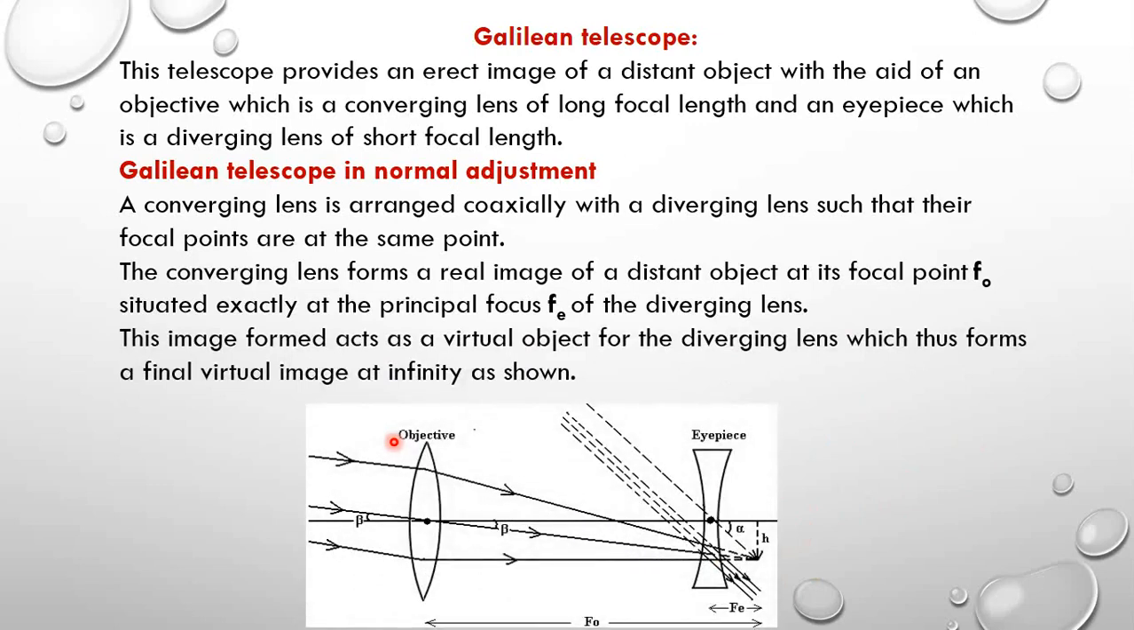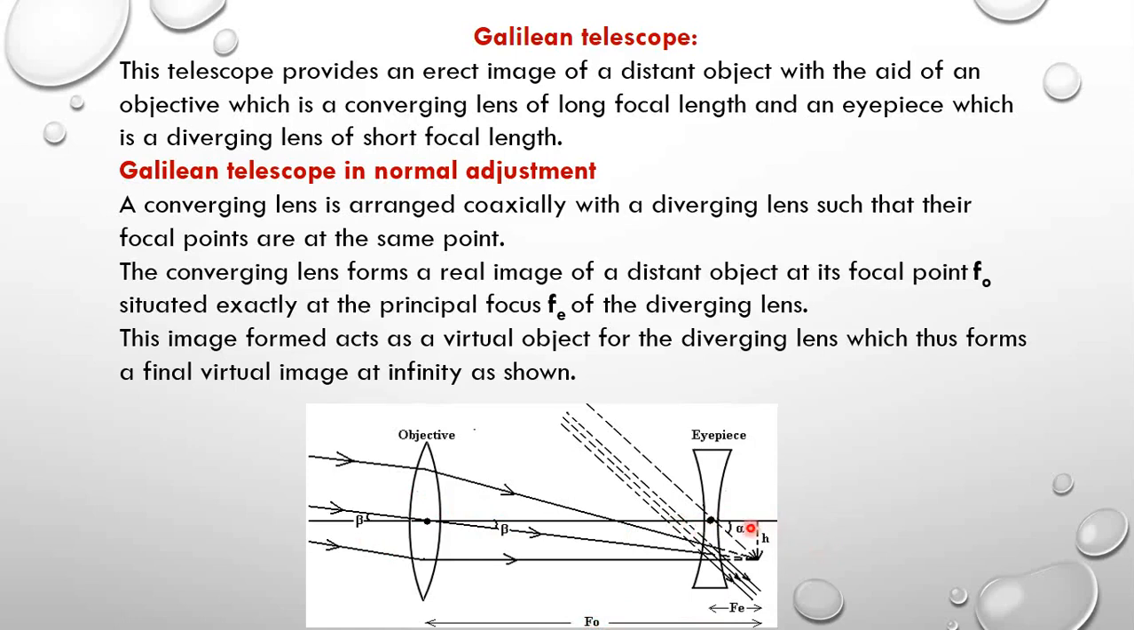Let's look at this ray diagram. Rays from infinity fall onto the objective to form a real image at the principal focus f0. That's the principal focus of the objective, and it is also the principal focus of the eyepiece. So it implies that the distance from the intermediate image to the objective is small f0.